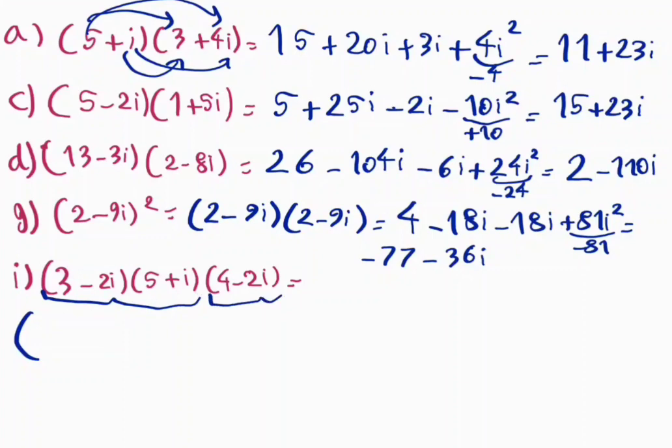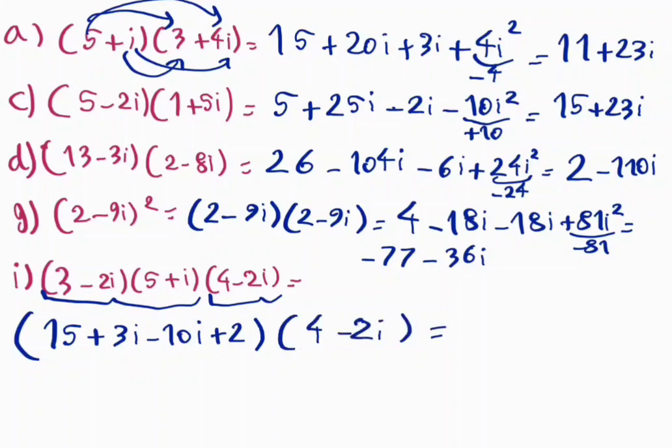So 3 times 5 is 15, 3 times i is 3i, minus 2i times 5 is minus 10i, minus 2i times i is minus 2i squared, which is plus 2. And this times 4 minus 2i. So let's simplify the first bracket. 15 plus 2 is 17, and 3i minus 10i is minus 7i, times 4 minus 2i.